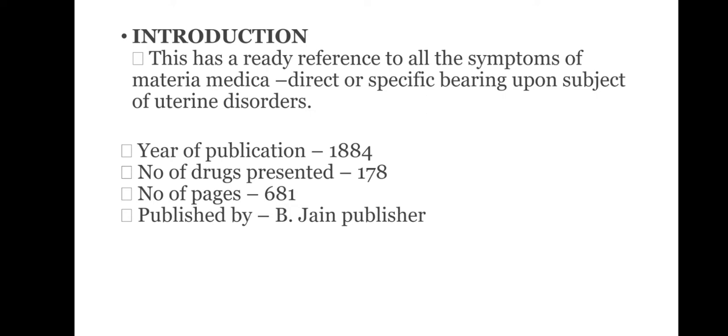This repertory was published in 1884, the number of drugs is 178, and the number of pages is 681. The number of pages and year of publication may be doubtful. In certain writers, the year of publication is 1883, but when you see the original textbook, it is found to be 1884, and the number of pages may vary because certain writers or publishers exclude the introduction pages. So this data is given by BJain Publishers, New Delhi.